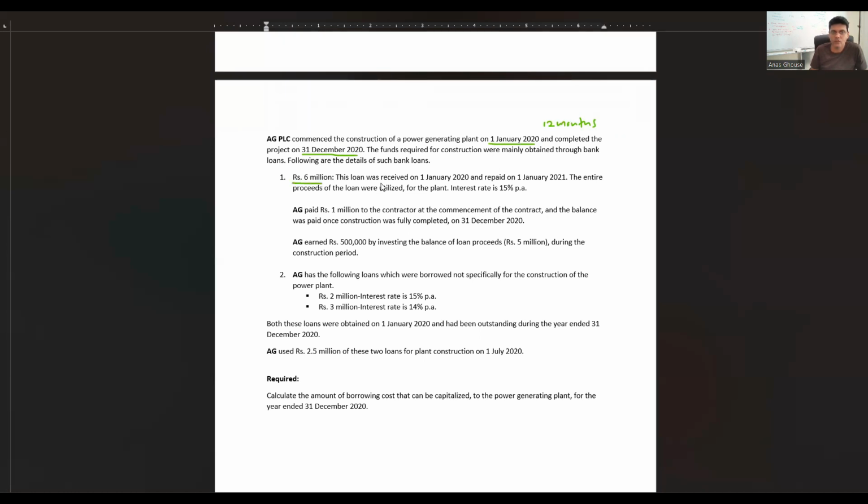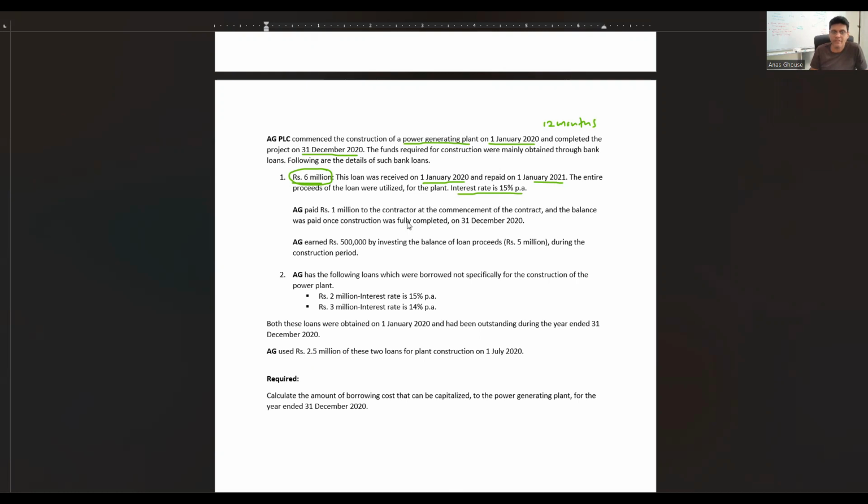Rupees 6 million, this loan was received on 1st January 2020 and repaid on 1st January 2021. The entire proceeds of the loan were utilized for the plant and the interest rate is 15% per annum. Okay, 6 million worth of loan was obtained to construct a power generation plant, and the interest rate was 15% per annum.